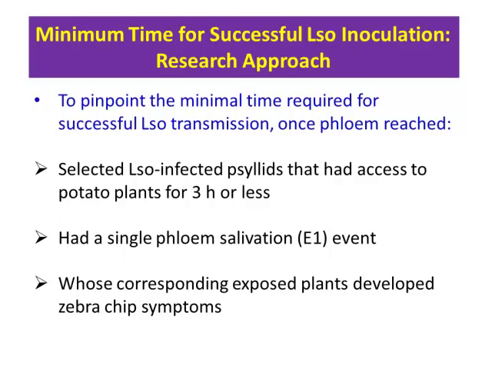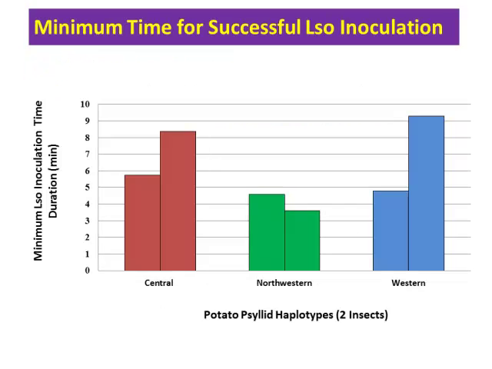So our strategy was to limit our data to 3 hours. We took those insects, looked at the recordings for 3 hours or less, and also tried to identify those insects which had only one phloem salivation event. Only one, because if you have two, then you don't know during which one they inoculated. We also made sure that for these insects, which fed briefly, the corresponding plants were infected with zebra chip. So at least we're able to identify a couple of psyllids for each haplotype.